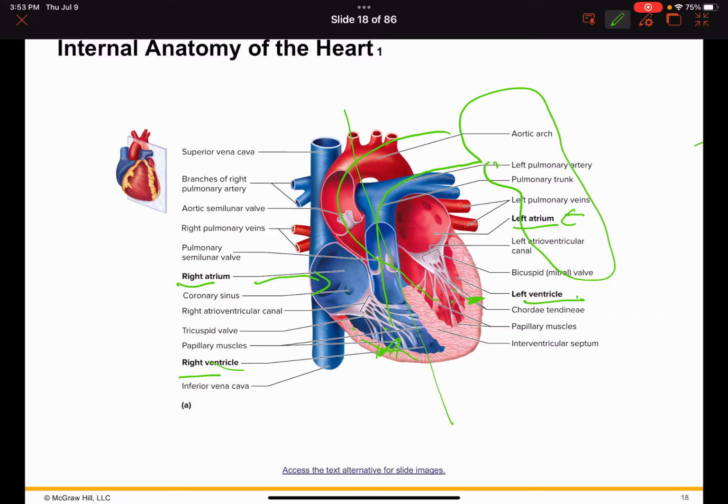But on the left side, you have a contraction that has to be high pressure to pump the blood to what? Throughout the body. So this muscle on the left side is thicker.